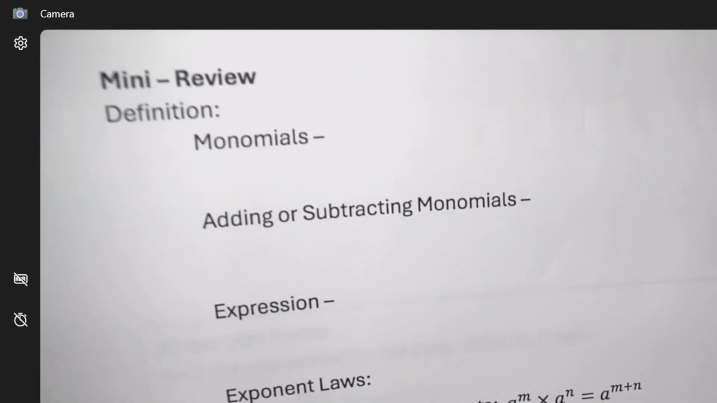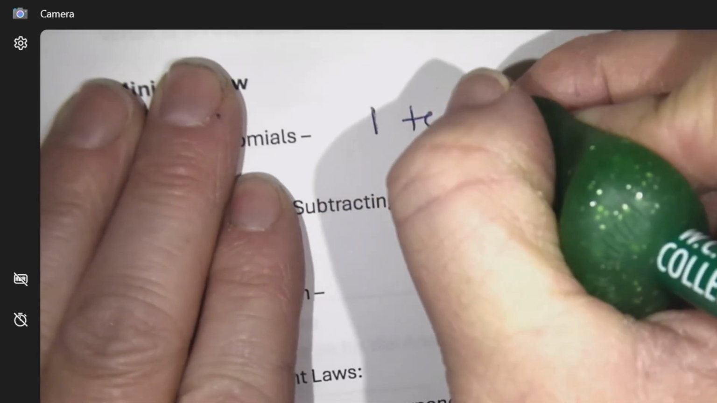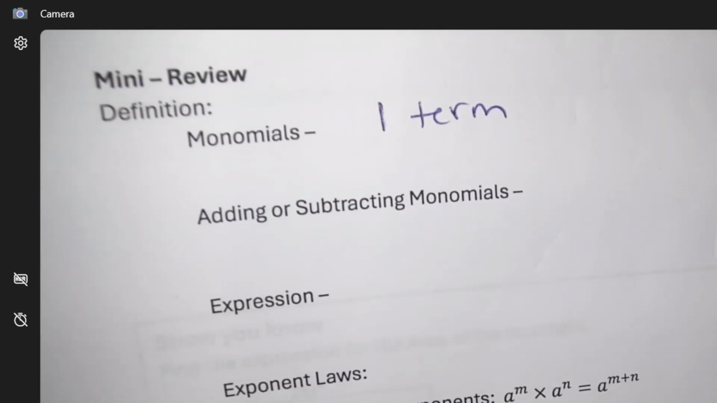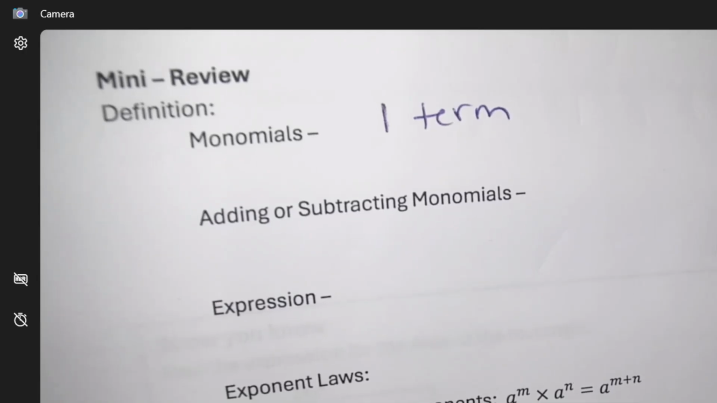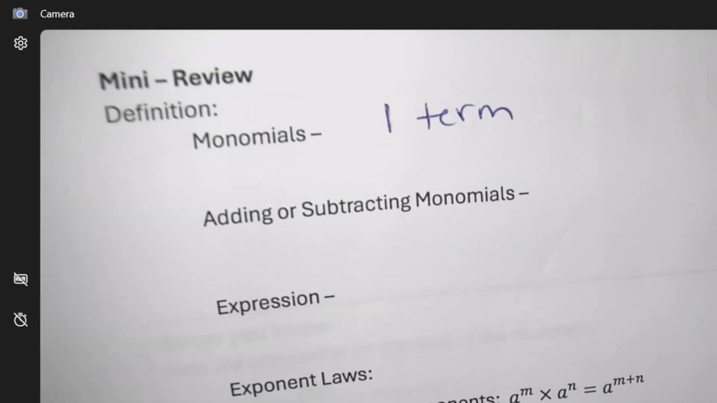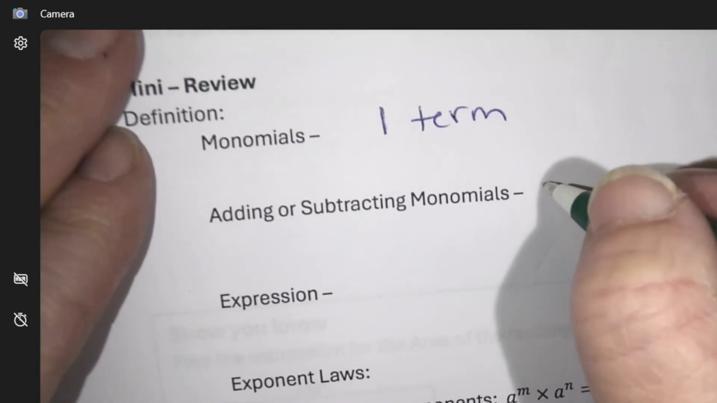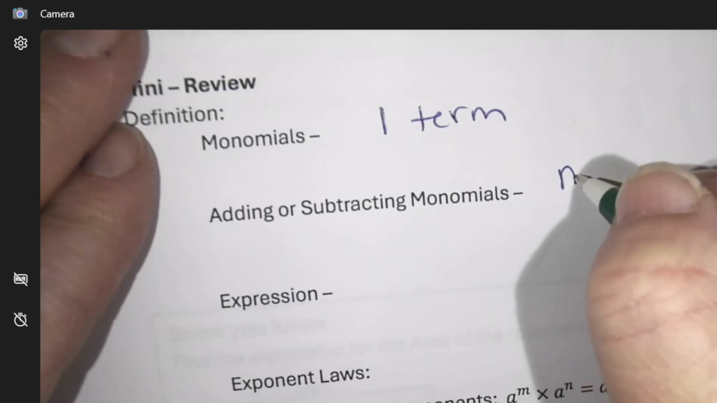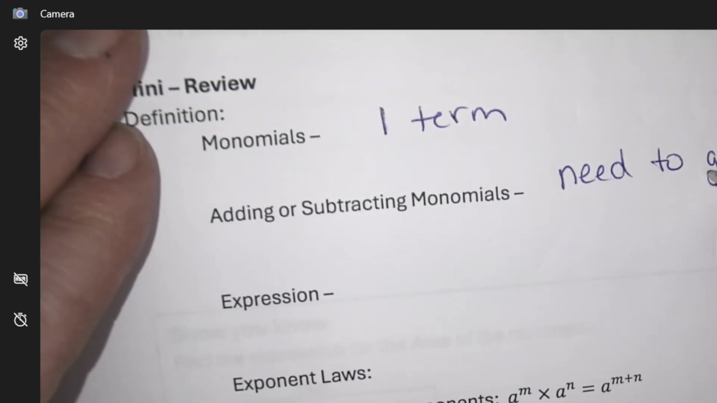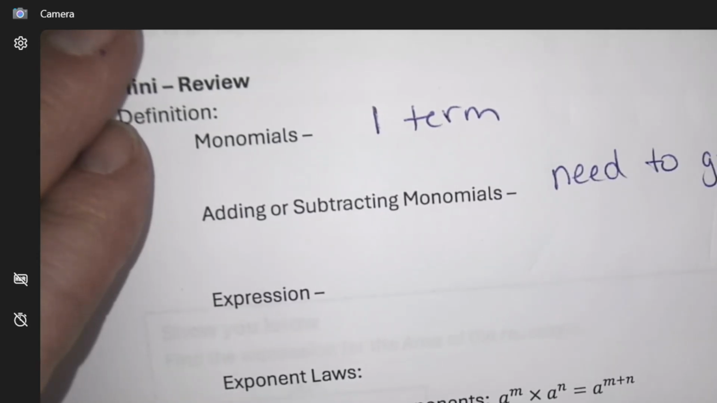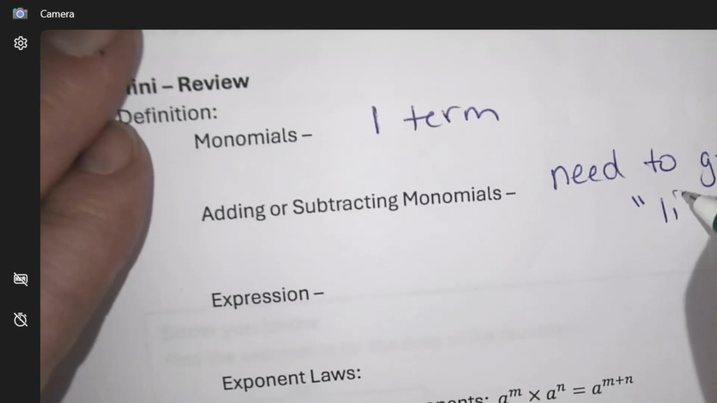Monomial. What does that mean? One term. Add or subtract monomials. How can you add or subtract a monomial? What's the only way you can put them together? If you have the same expression, you can only add or subtract them. Well, you need to group together... you need to group together what? Like terms. Like terms. You're smart.